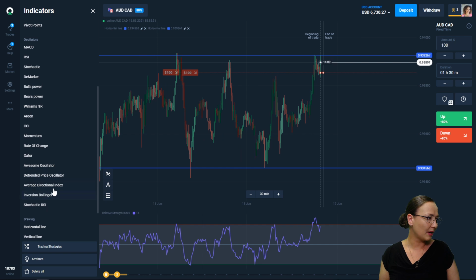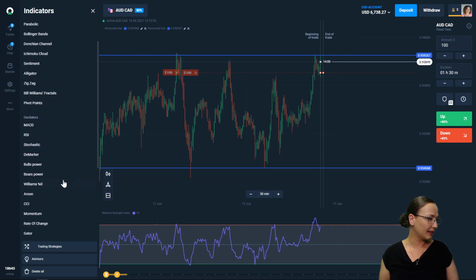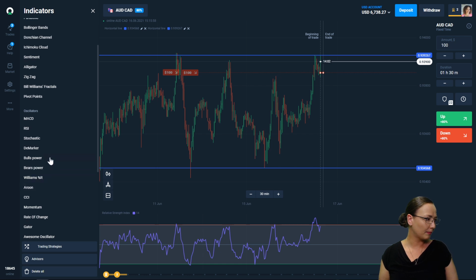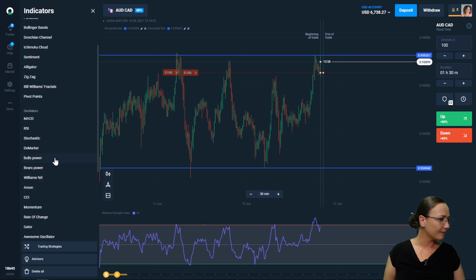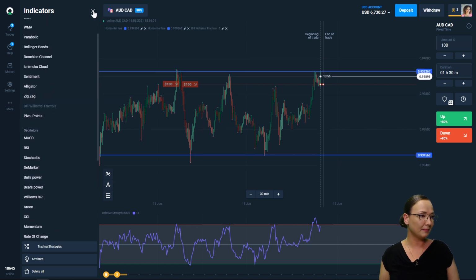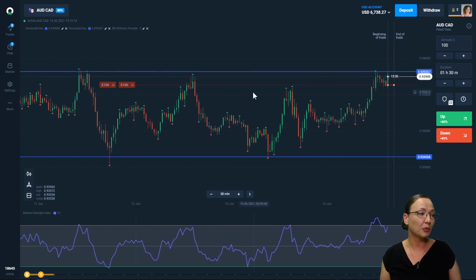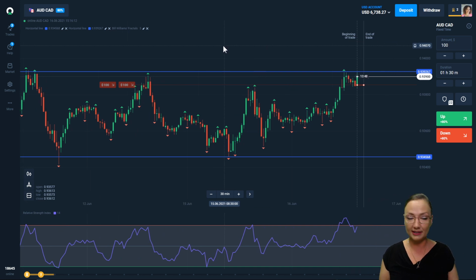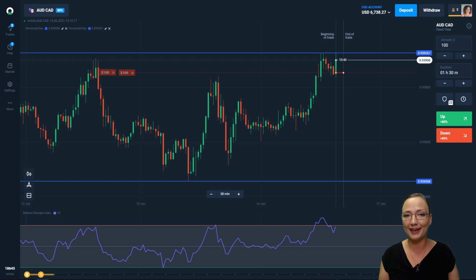Let's just scroll down a little bit. Bill Williams fractals, right here. And if you apply them to your chart, they are going to show you highest highs and lowest lows. So basically, if you need any help identifying levels of support and resistance, you can use this tool as well.